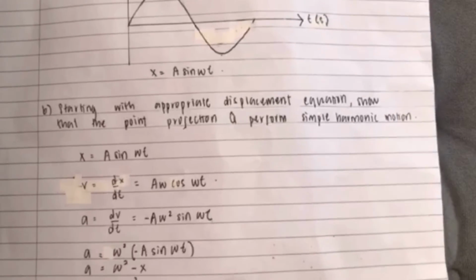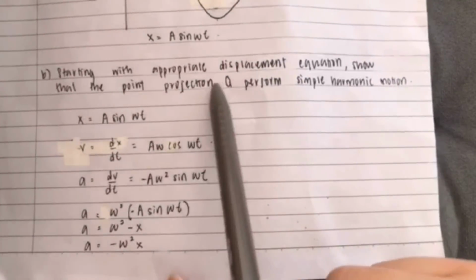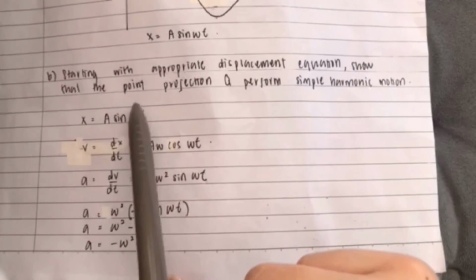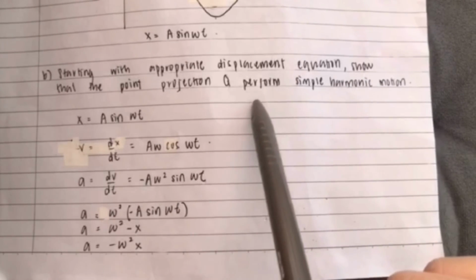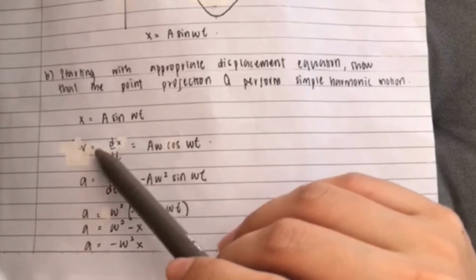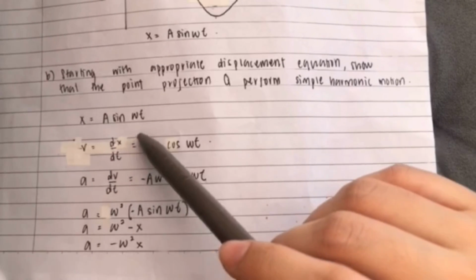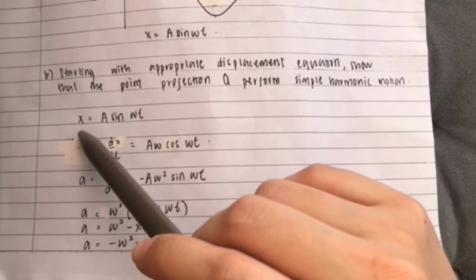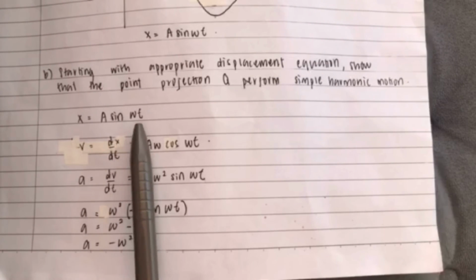For B question, starting with the appropriate displacement equation, show the point projection Q performs simple harmonic motion. From the definition, a must be proportional to negative x. So first we derive the displacement equation. x equals to amplitude sin omega t.